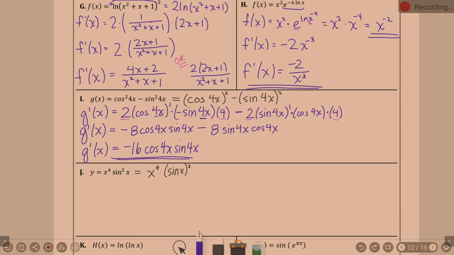Now, what's the catch here? We have to do the chain rule, but we've also got an x to the fourth and a sine x quantity squared. Are those both things we can take derivatives of? Yeah. These are two functions being multiplied together, so we have to use the product rule. So we're going to use the chain rule within the product rule. Okay? Now, how does the product rule work?